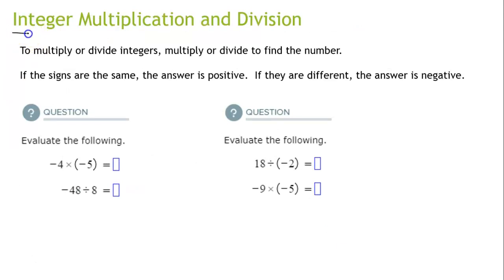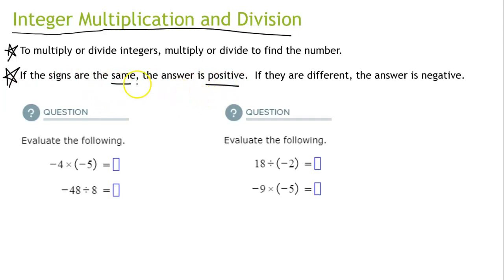All right, new topic, integer multiplication and division. Please write this at the top of your next section and underline it. You don't necessarily need to write this first step down. To multiply or divide integers, you just multiply or divide to find the number. Hopefully you already knew that. But this one I would write. This is different than for addition and subtraction, remember. If the signs are the same, the answer is positive.